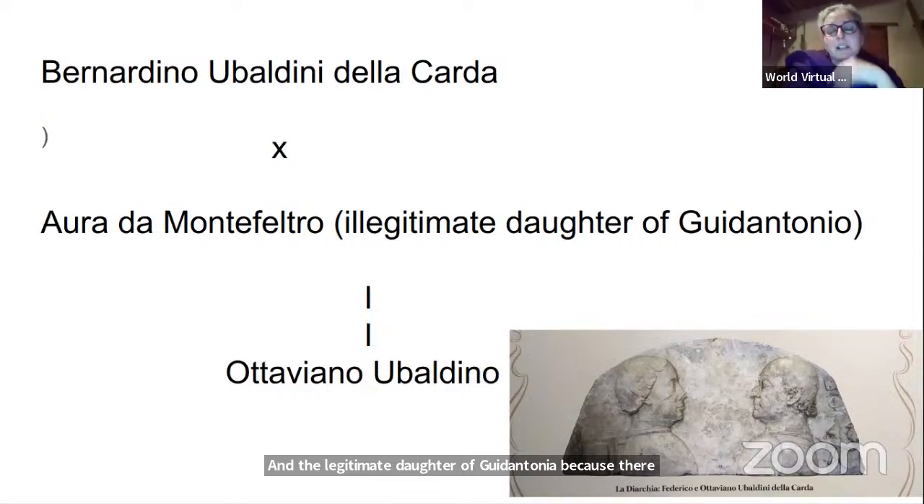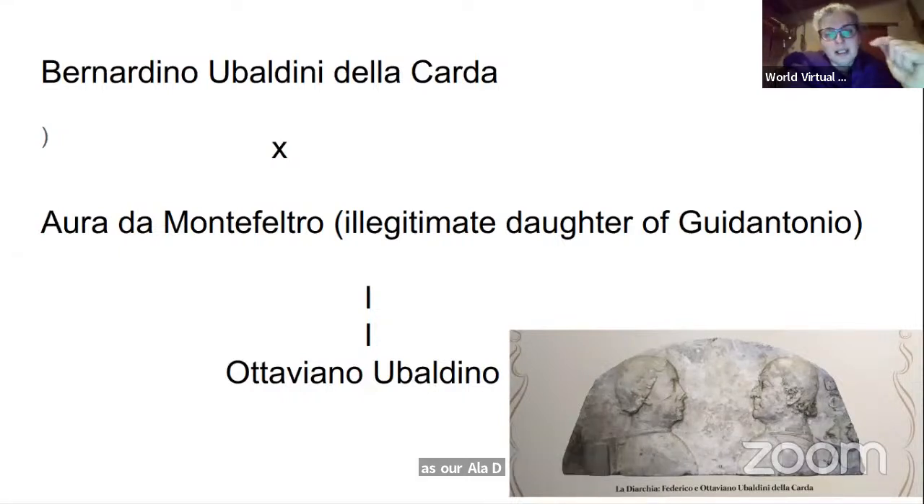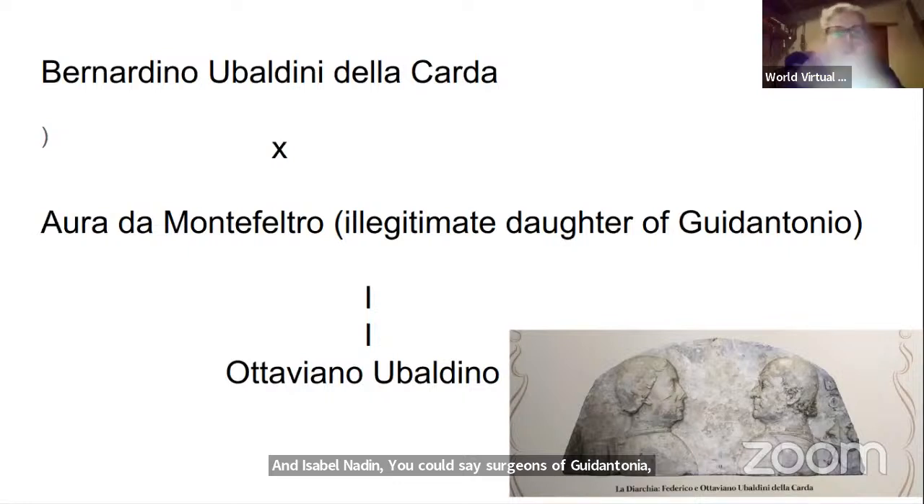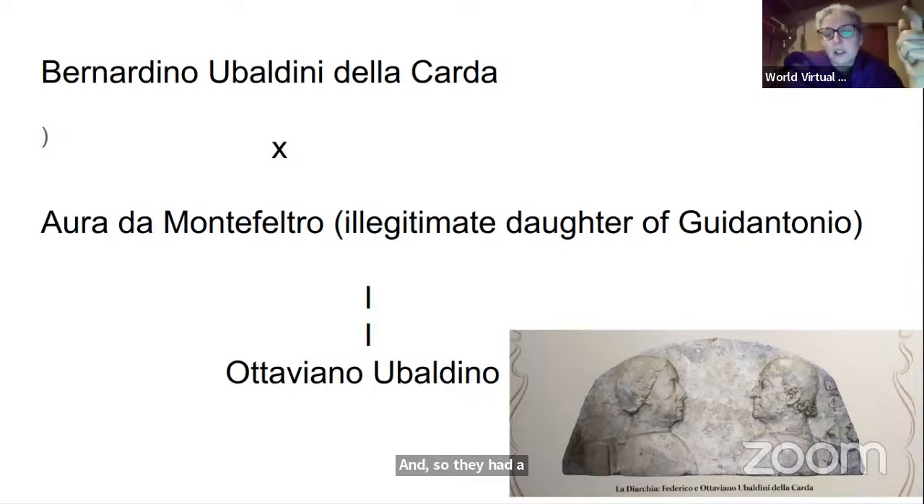And Aura da Montefeltro was married to Bernardino Ubaldini della Carda. This Bernardino Ubaldini della Carda was one of the, you could say, captains of Guidantonio, the Count of Montefeltro. He was his faithful assistant, a man in arms. And so he was married to the daughter of Guidantonio. They had a son, Ottaviano Ubaldini, who was 1 year younger than Federico.